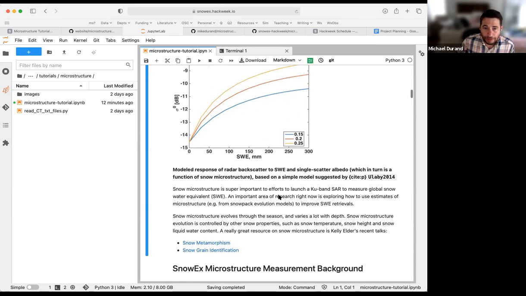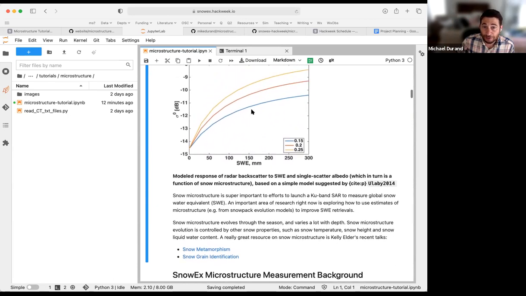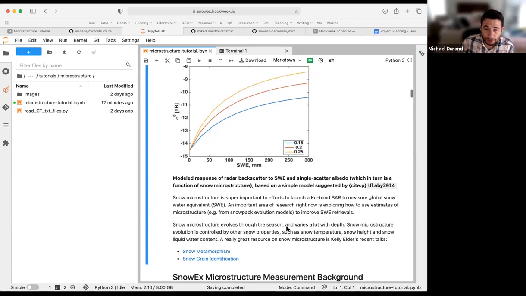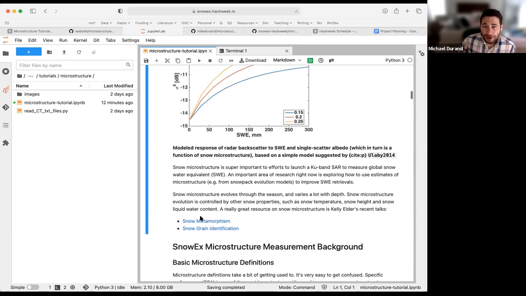A big area is figuring out how to use information from snow microstructure to inform possible snow water equivalent retrievals. Microstructure itself varies a lot over the season. It varies a lot with depth. And its evolution is controlled by other snow properties: snow temperature gradients vertically, snow height, snow liquid water content.